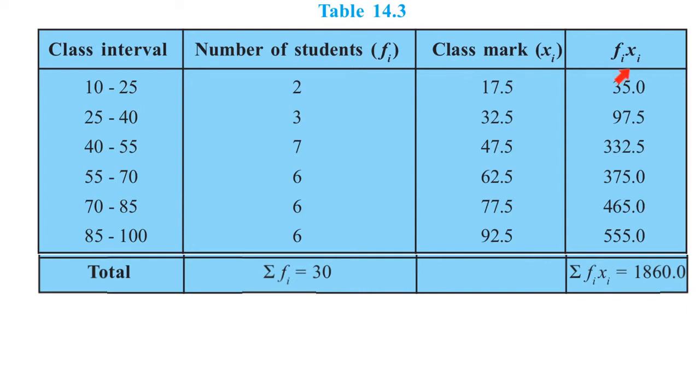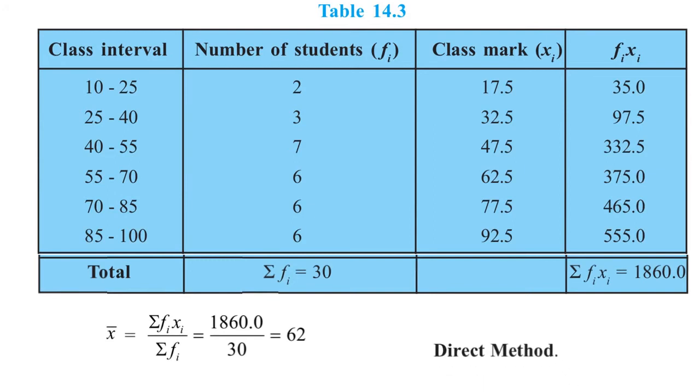Then the product Σfixi this time is 1860. Now we know how to calculate the mean: this divided by this. And what is that going to be? 1860 divided by 30, which is 62. This new method of finding the mean is known as the direct method.